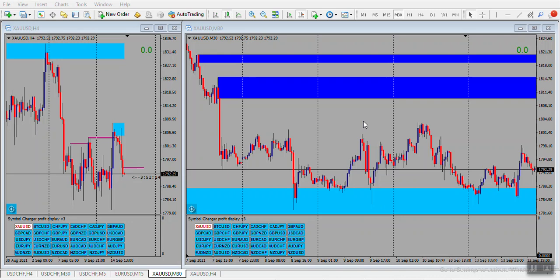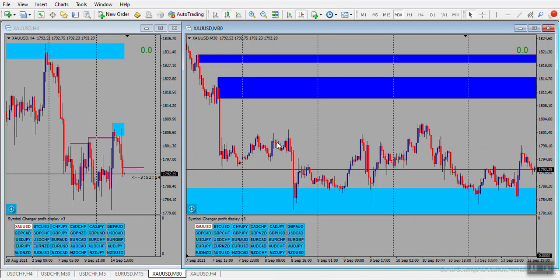So I'm using two charts here, 2 time frames. I have the 4-hour time frame and also the 30 minutes time frame. I like trading with the 30 minutes time frame. I also use the 4-hour time frame as well. So let me give us 3 different examples of what I'm talking about.